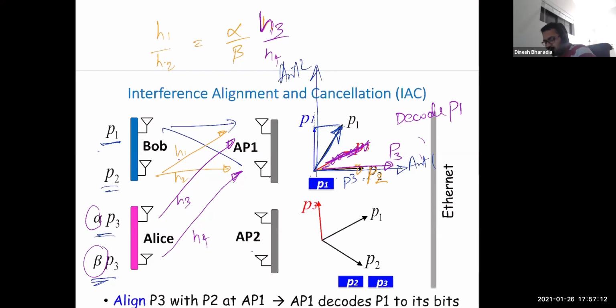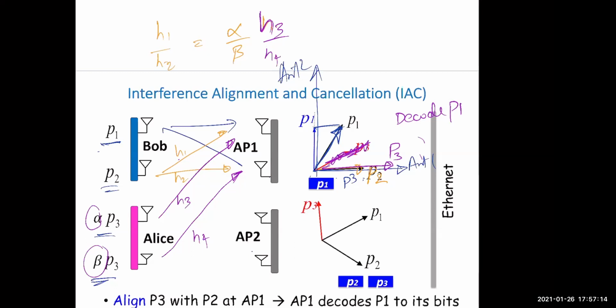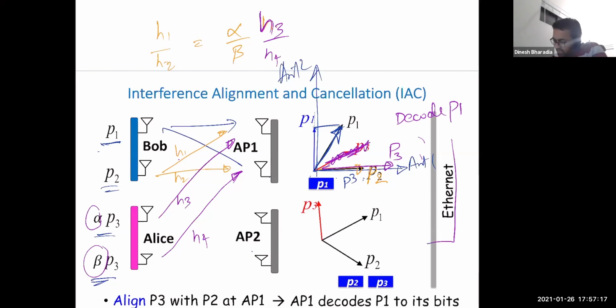Yes. Okay. So now once I decode P1, I send it over Ethernet to AP2. And what it does is that it subtracts P1. It cancels P1. Now AP2 has two antennas, right? And it has two variables, P2 and P3. Now it can decode both P2 and P3 because two antennas, two equations, right? Does that make sense, Andrew?